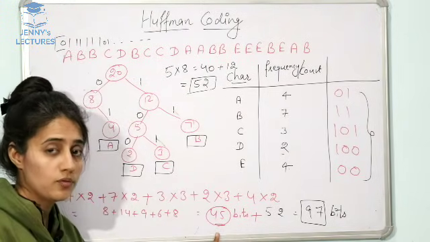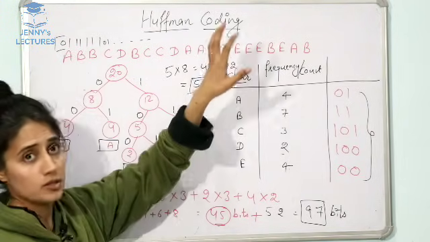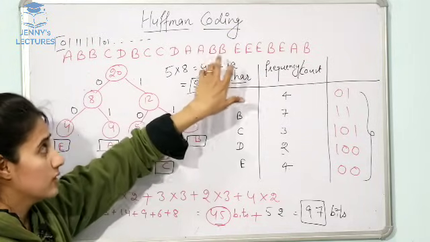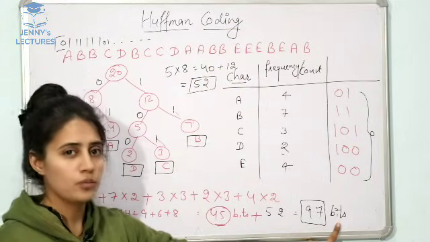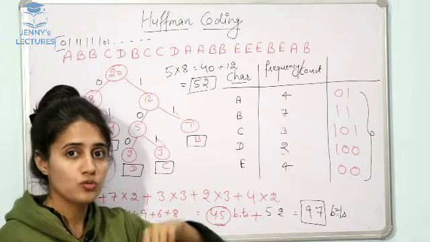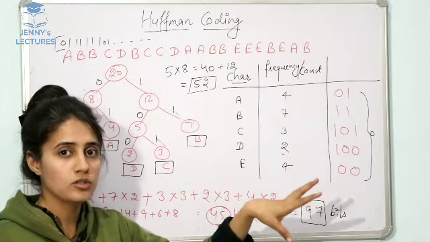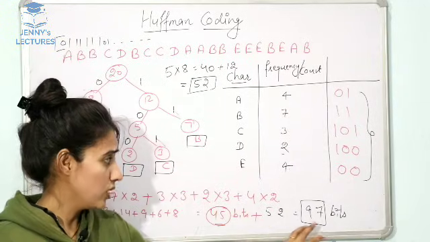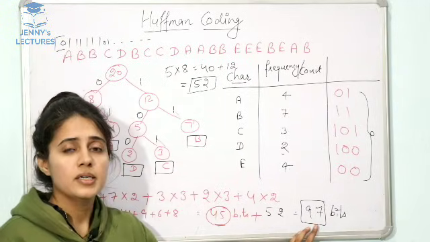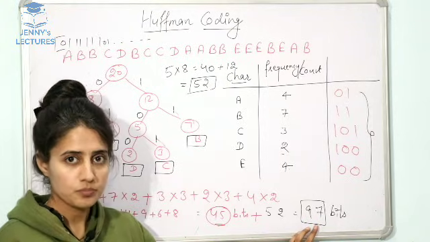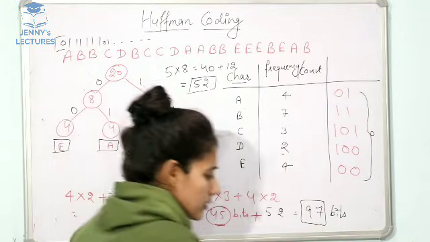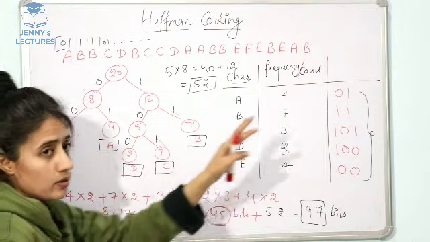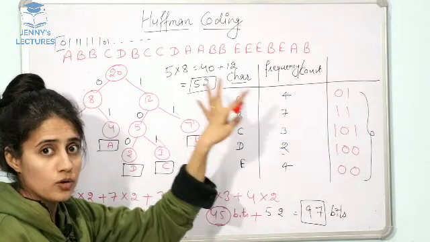So in Huffman coding, when you compress any message, taking this message as an example, 97 bits would be required. 97 bits would be sent from sender to receiver. Earlier it was 160, after compression how much was it? 115, and using Huffman coding it becomes 97 bits. Okay, now see how the receiver will decode this message.